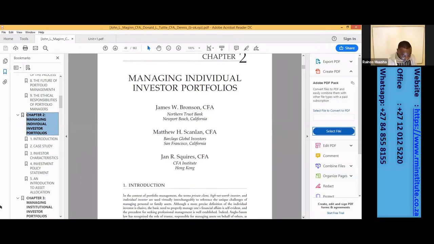Then you see that chapter 3, which is going to be the next study unit that we're going to look at, is about what? Managing institutional investment portfolios as well. And for institutional investors, you're going to be looking at how you prepare the investment policy statement for what? For an institution. But the one that is more highly examinable under normal circumstances is this one, because the lecturer loves to ask about the concept of managing individual investor portfolios as well.